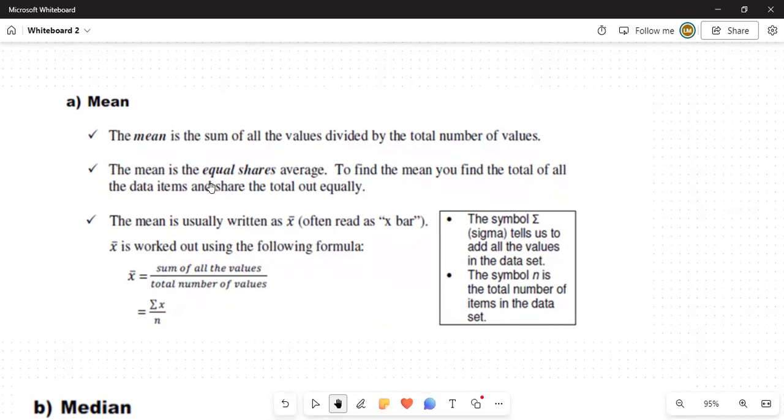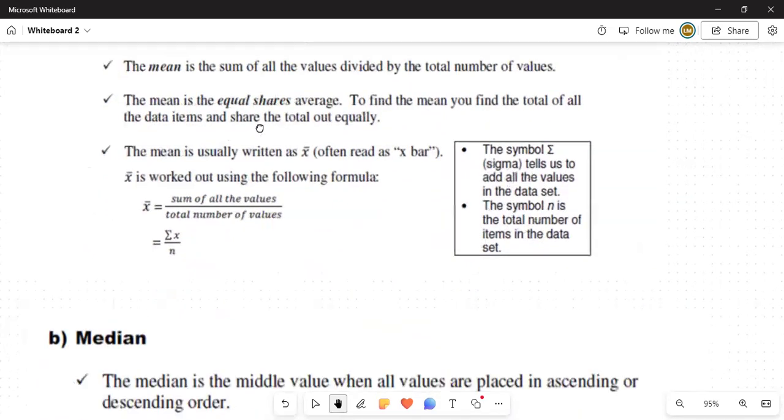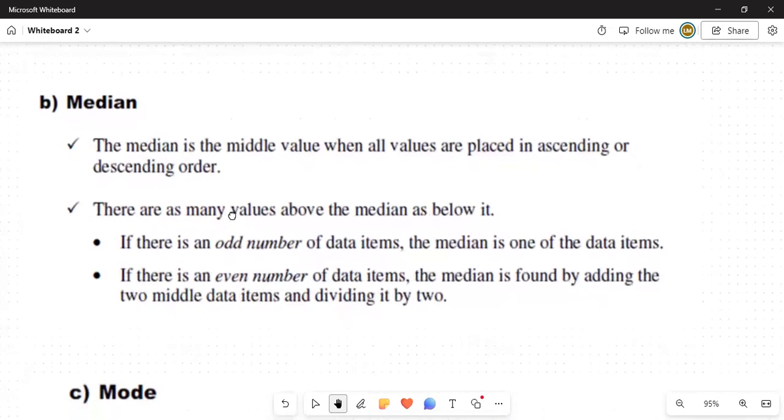First thing we have is the mean, which is the sum of all the values divided by the total number of the values. You can see the equation here: the sum of the values divided by the total number gives the mean. The next thing we're looking at is the median.